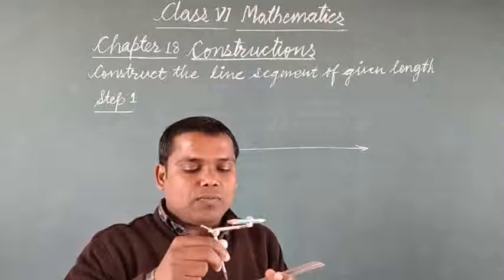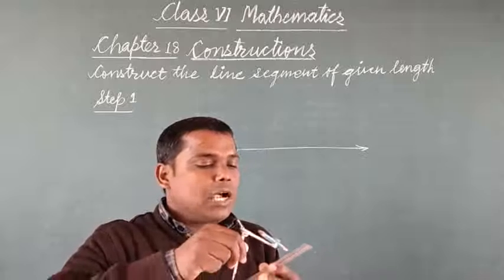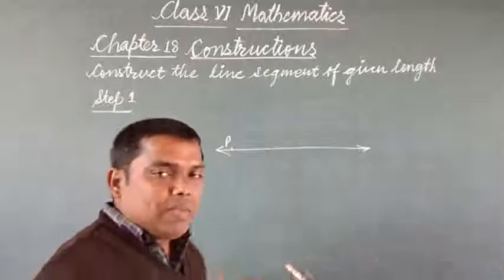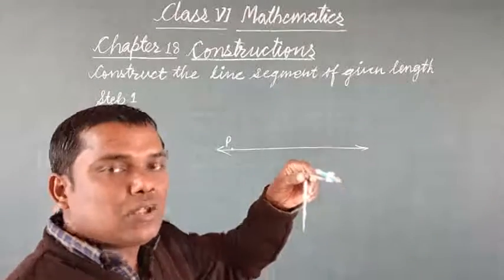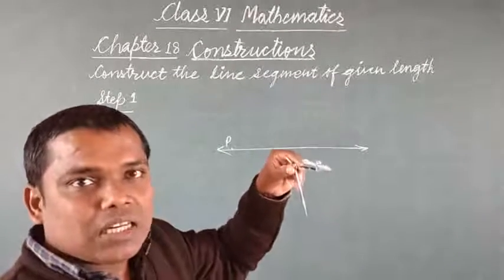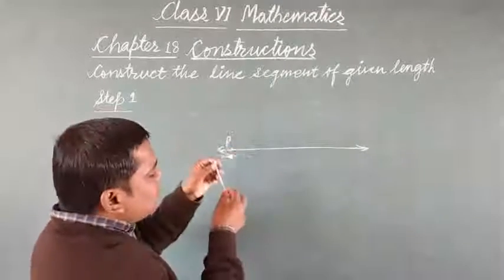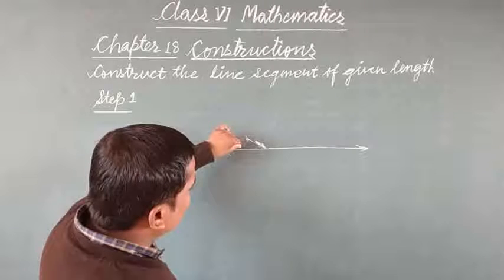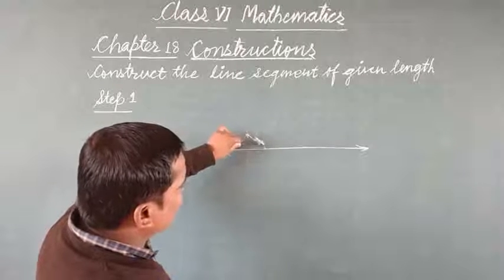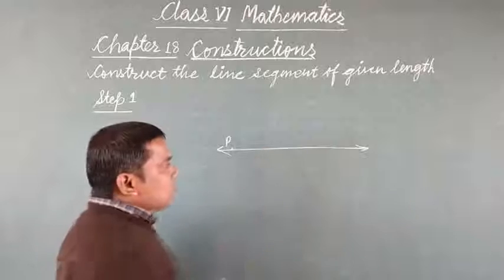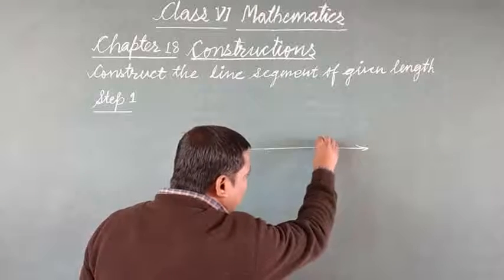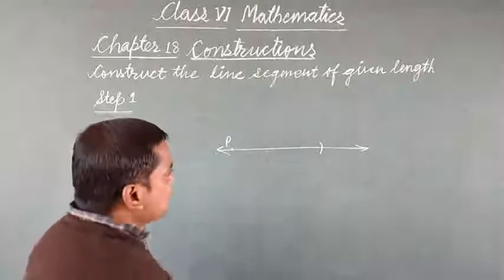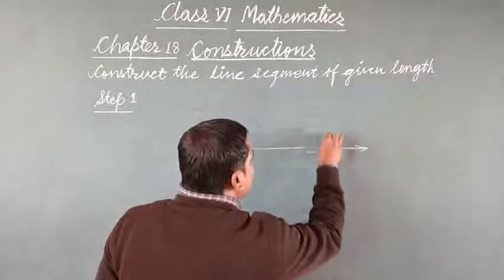I will measure the length of the line segment. Suppose I have to draw 12 cm. So I will open the compass and measure 12 centimeter length on the ruler, then I will keep the metallic end of the compass here, and then I will mark an arc. As I am drawing here, I will mark an arc of the given length, and then I will put point Q here.